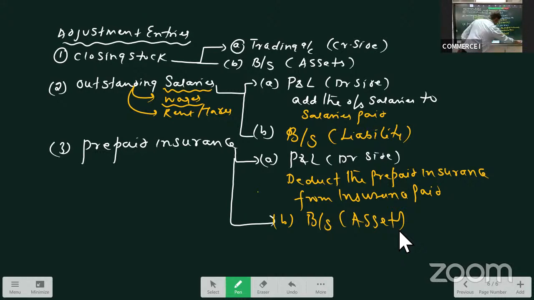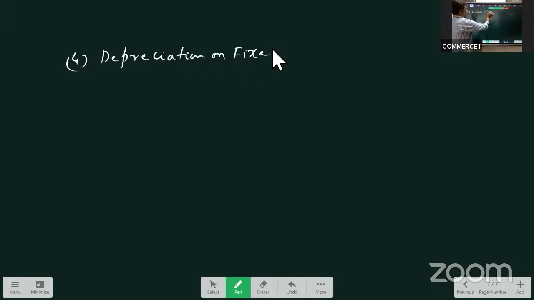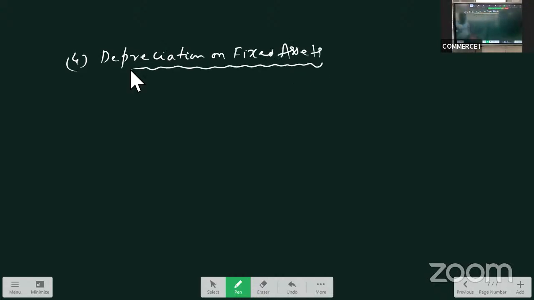Okay. The next adjustment entry is depreciation on fixed assets. Or let us say, for example, I'll take depreciation on machinery. It can be on any of the fixed assets, say, machinery, furniture. I am taking, for example, depreciation on machinery.